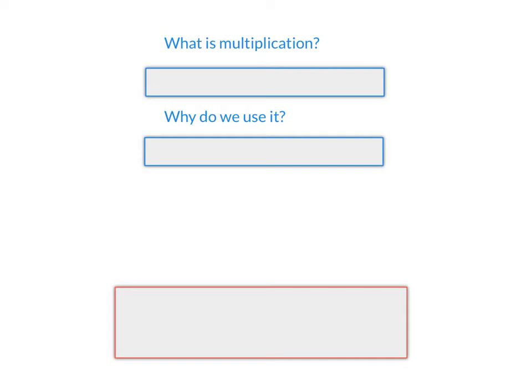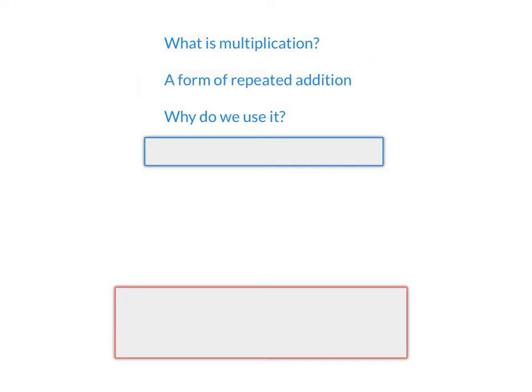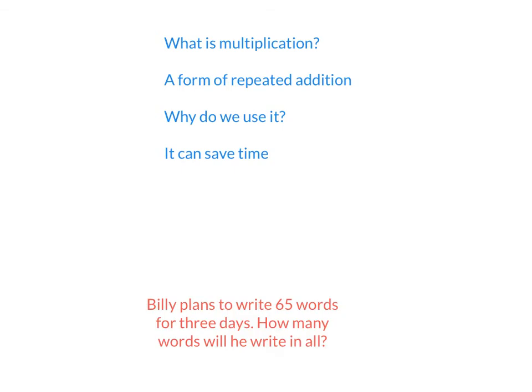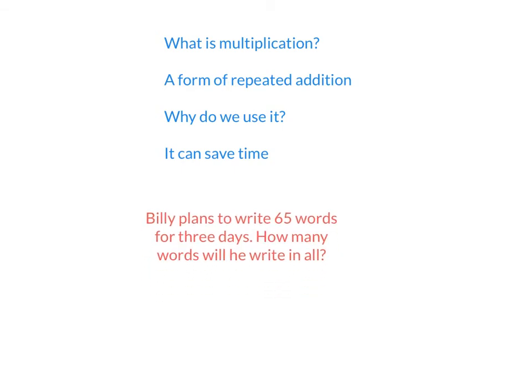Alright, hopefully by this point you have an answer written down. So what is multiplication? Multiplication is just a form of repeated addition, and the reason that we use it is so we can save time and it's a little bit quicker to do. So in this example that I've got here, it says Billy plans to write 65 words for 3 days. How many words will he write in all?